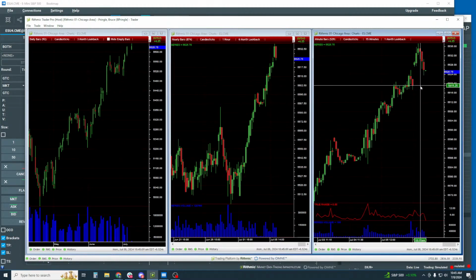So the gap's still down here, around 56.20.